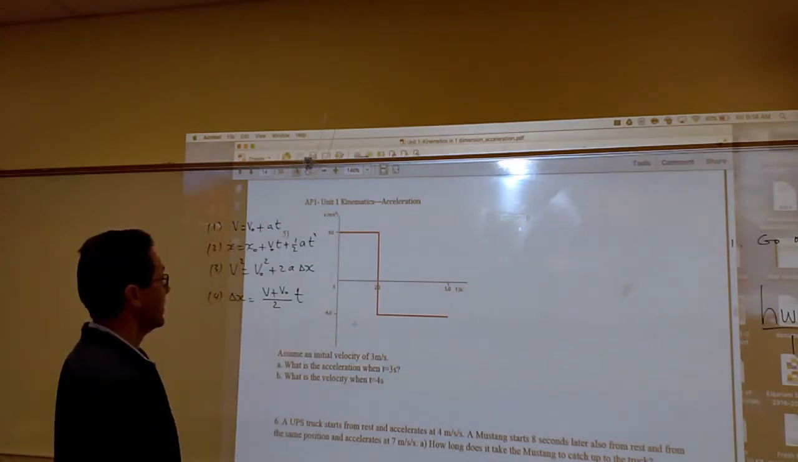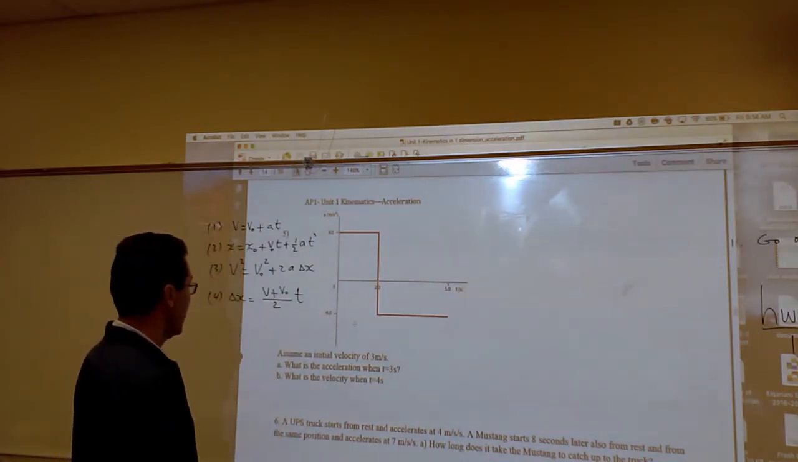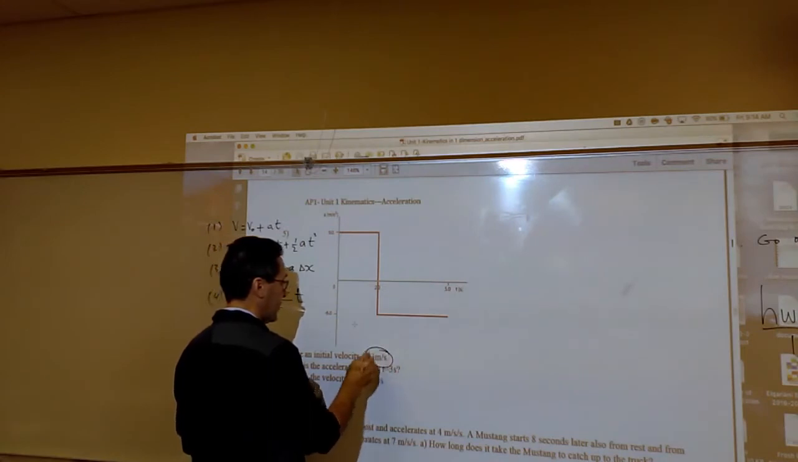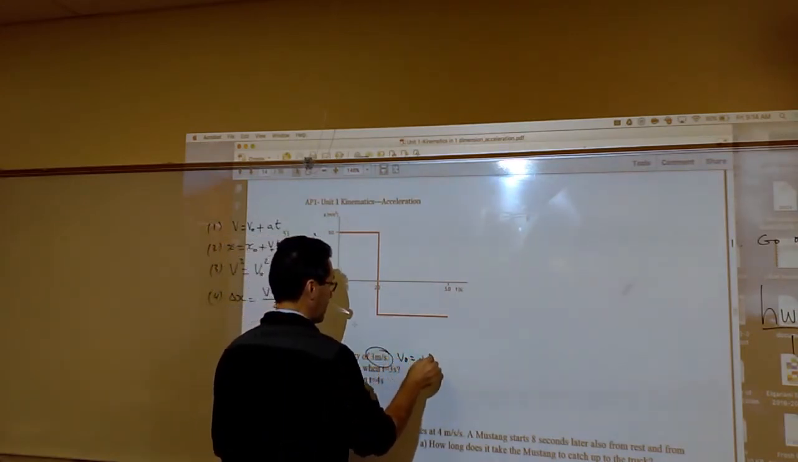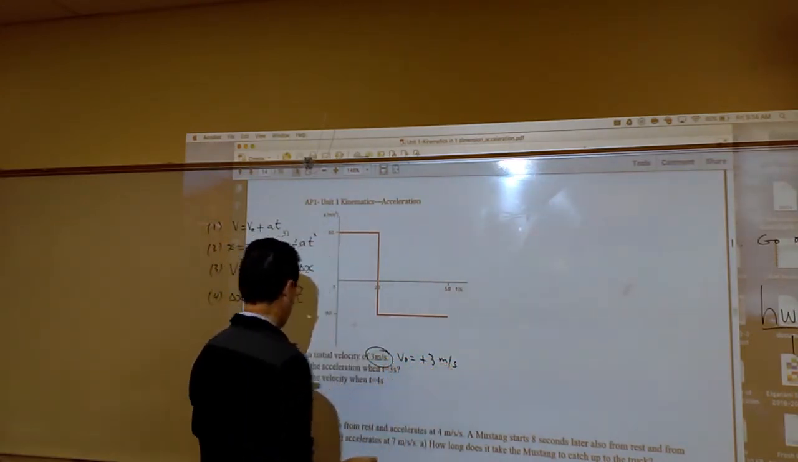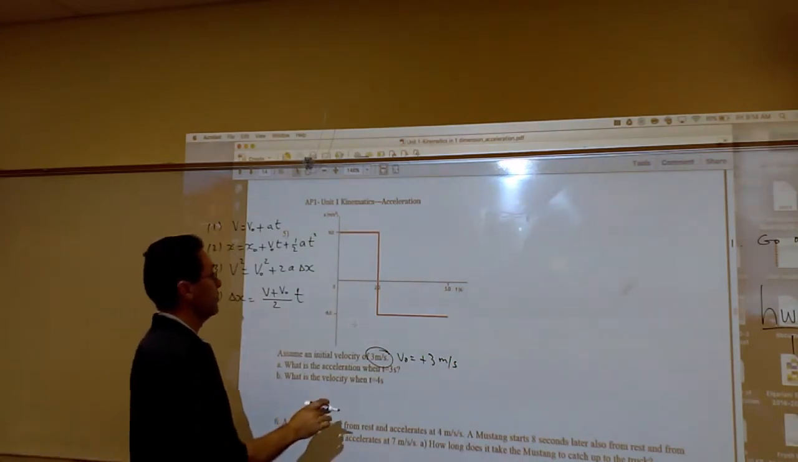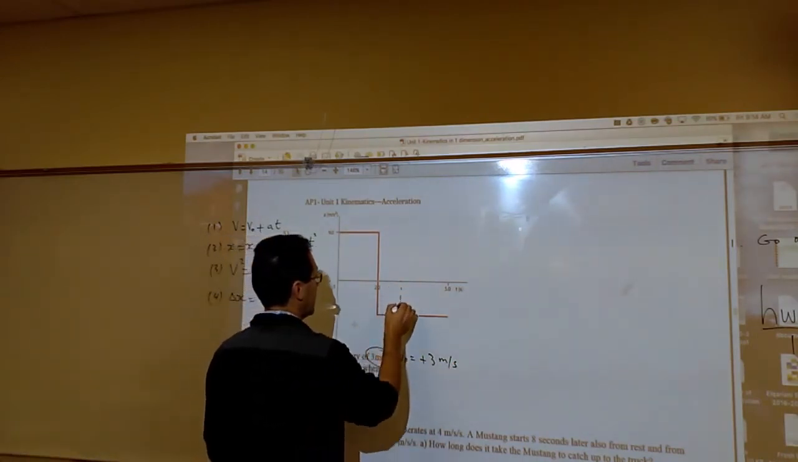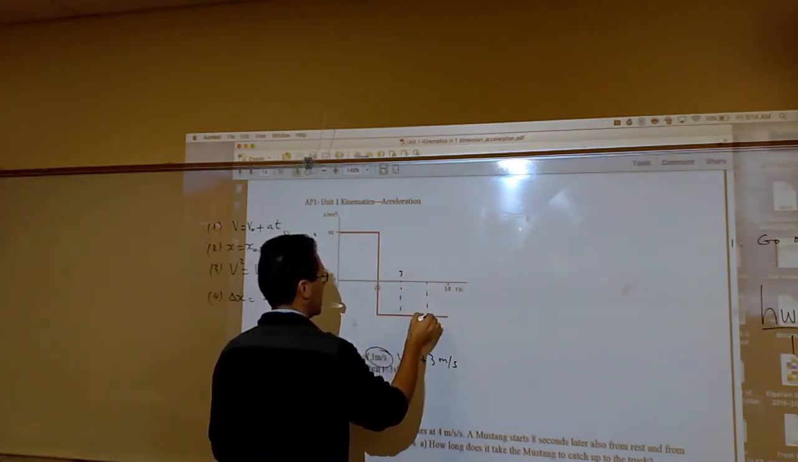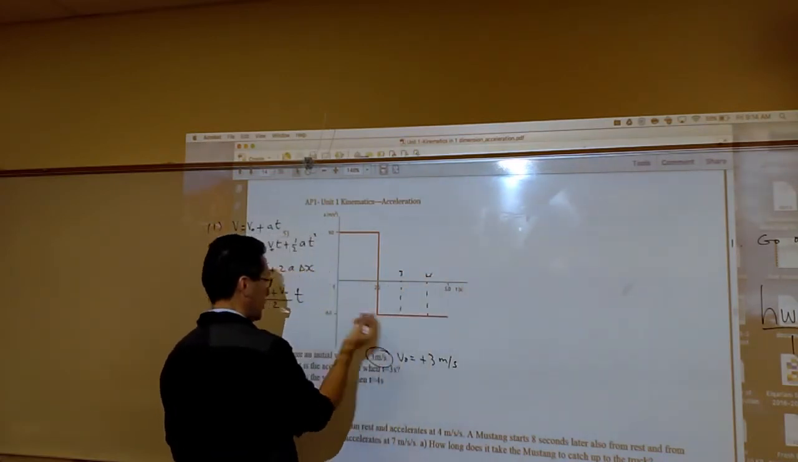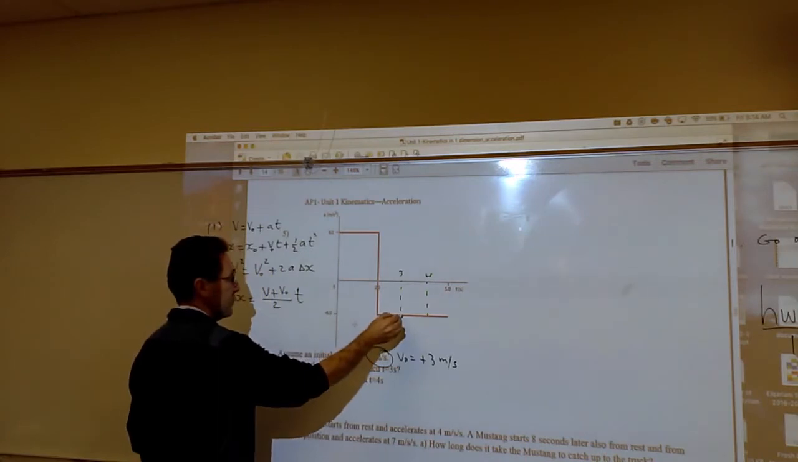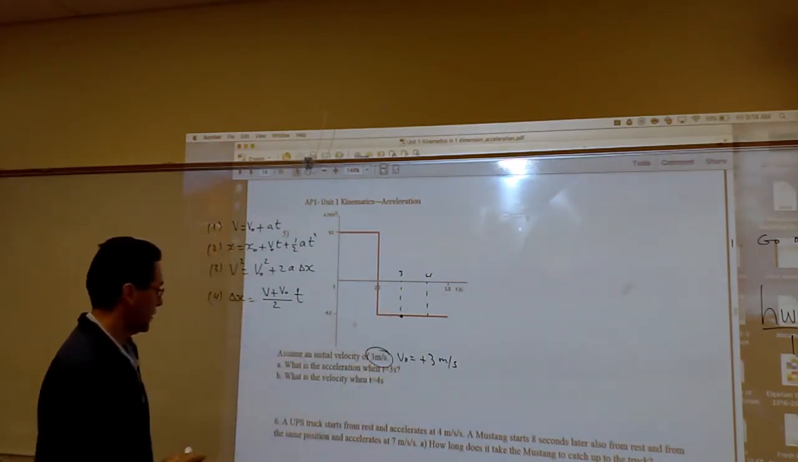Okay, so you're given an acceleration-time graph, and we assume an initial velocity of positive 3. What is the acceleration when t equals 3 seconds? All you have to do is just read from the graph. So 3 seconds is about there, 4 seconds is about there, so it should read -6. You just read from here and come across and figure out the acceleration.